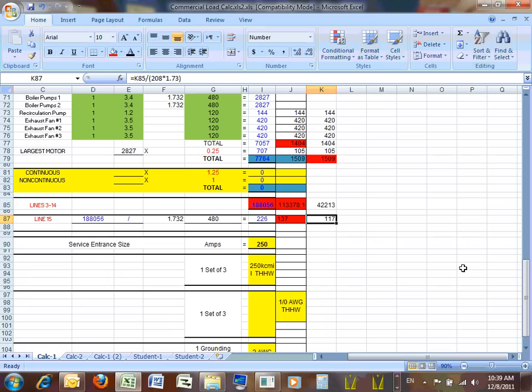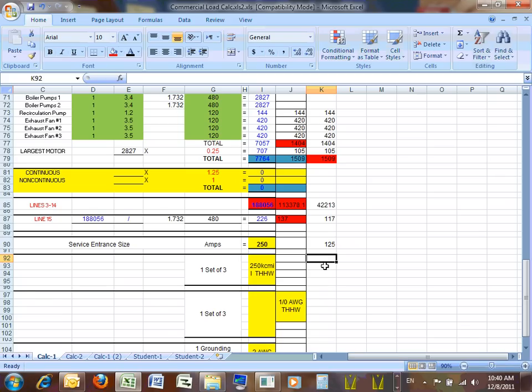What's the next standard panel based on any NEC code book? There's 110 and 125. My next standard panel is 125. I'm going to do only the receptacle. You guys will do the rest of them. I'll show you how to pull the code.